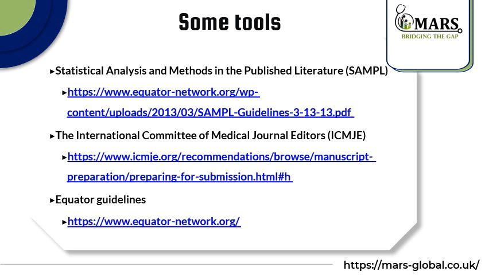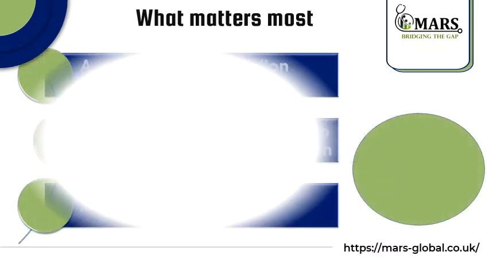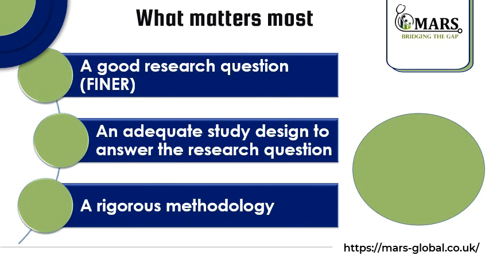So, to conclude, what matters most is defining a good research question using the FINER criteria. The research question should be feasible, interesting, novel, ethical, relevant. Coming up with an adequate study design to answer the research question, and coming up with a rigorous methodology. If all these 3 steps are followed, then editors and reviewers will trust our results, whether the associations were found or not, and whether the associations were significant or not.